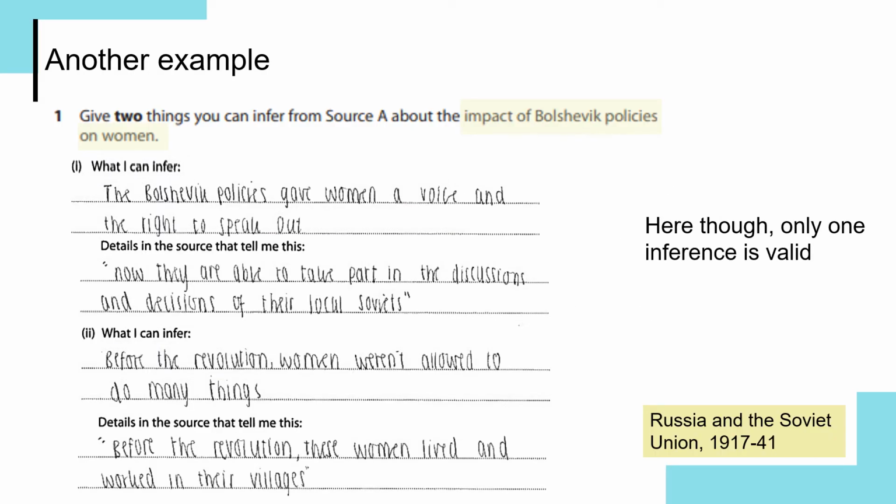Let's take a look at another example answer. However, here only one inference is valid, and this candidate was awarded 2 marks. Can you see why? The first inference is valid as it focuses on the impact of Bolshevik policies, specifically on women. That is then supported with specific detail from the source. However, the second inference is not valid as it doesn't refer to the impact of Bolshevik policies. You must ensure the inferences you make are on the focus of the question.